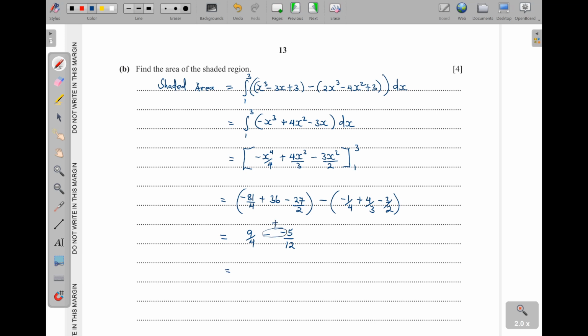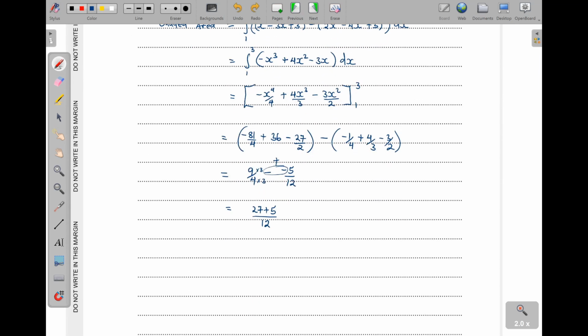Now, I'll get an equivalent fraction here. So I'll say times 3 here, times 3 here. So this one will be 9 times 3, that is 27, plus the 5 over 12, because this will be all 12. That will give us 32 over 12. If I divide this one by 4 and also this one by 4, automatically I'll get 8 up, and here I get a 3 down. So that will be our answer.